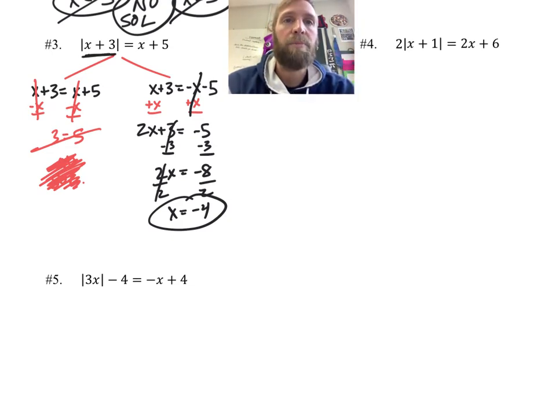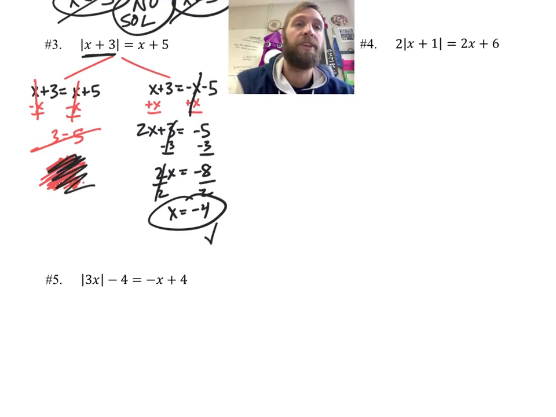Let's plug it into the left side. Negative 4 plus 3 is negative 1. The absolute value turns it to a 1. Let's plug it into the other side. Negative 4 plus 5, 1. Cool, we have one answer, so that's why we definitely don't want to write no solution over there. There is a solution. Cool.